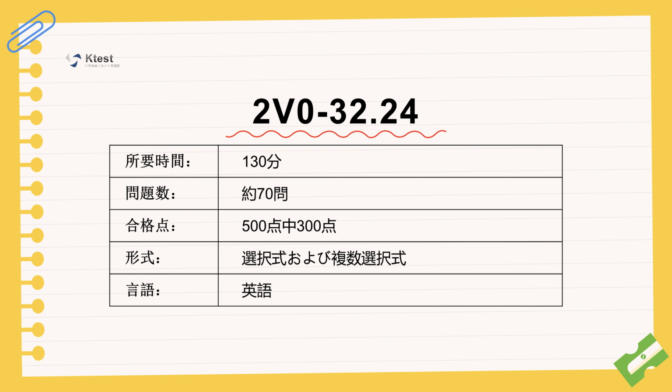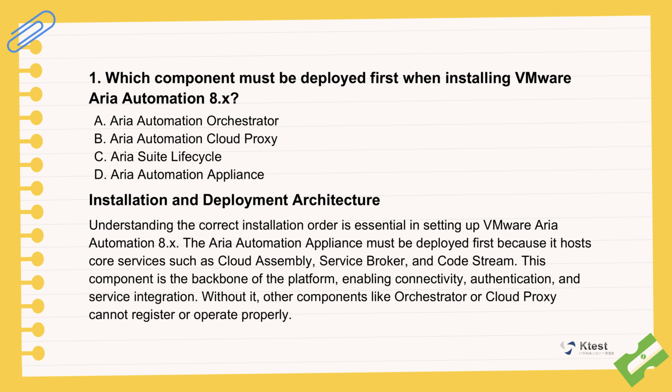And yeah, the logical place to start is right at the beginning. Makes sense. Our first focus area, using this exam material, points to the fundamental building block, the Aria Automation appliance itself. The question it poses is, essentially, what's the very first component you absolutely have to deploy when setting up Aria Automation 8.x? And the answer, straight off the bat, is that Aria Automation appliance.